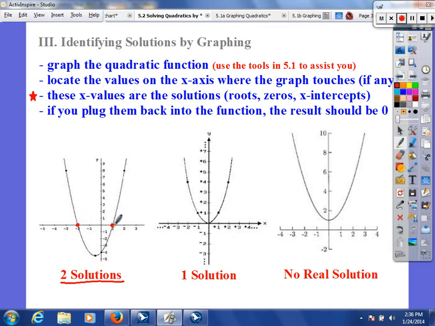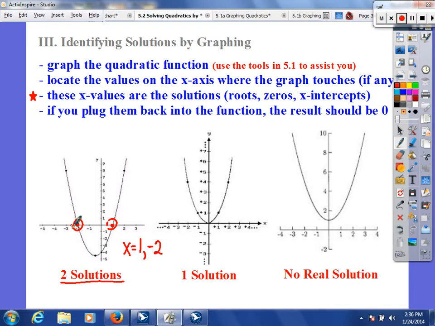Where does it cross the x-axis? These x values are the solutions, the roots, the zeros, the x-intercepts. Those are our values. So like on this first problem, the answers are 1 and -2. And if I plugged 1 and -2 in whatever this quadratic function is, my result would be a 0. Because that is what the solutions of a quadratic are: what x's make the y 0.